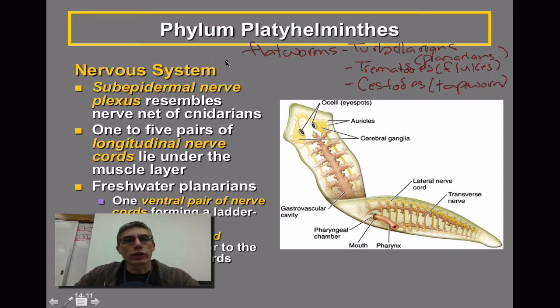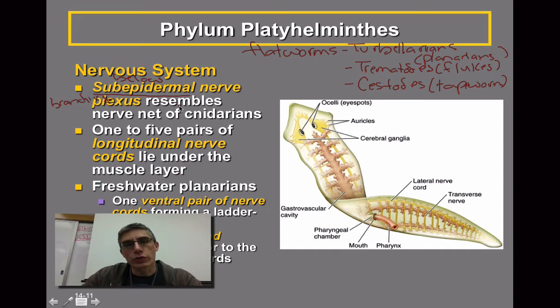Now, the first thing we're going to look at in this screencast is the nervous system that you would see in a member of the phylum Platyhelminthes. Now, these animals are going to be considered as having a subepidermal nerve plexus. Now, the word sub, of course, means below. And when you talk about a nervous system that is subepidermal, you have a nervous system that's going to be found right beneath the epidermal layer of these animals. Now, it's considered a plexus because it is a branching type of nervous system.